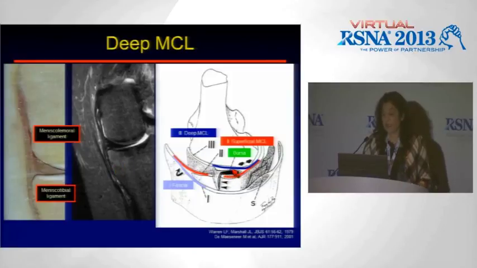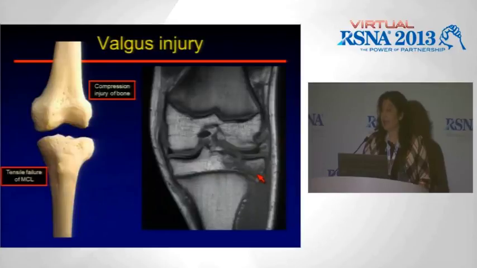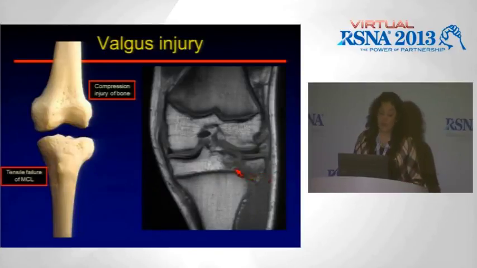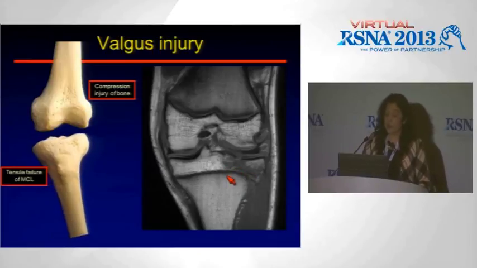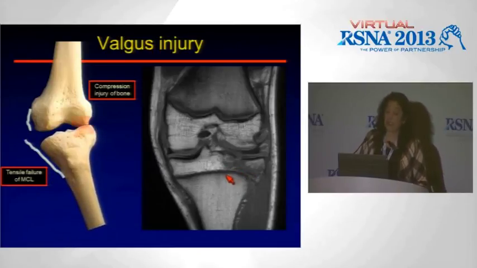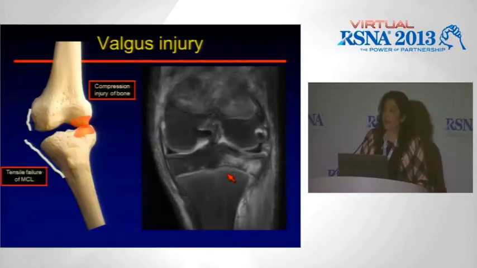And in this diagram from an article by De Maeseneer, note that there is a bursa that's located between that superficial and that deep ligament. So seeing a little bit of fluid between them does not mean that there has necessarily been an injury to the medial collateral ligament. The mechanisms are several.